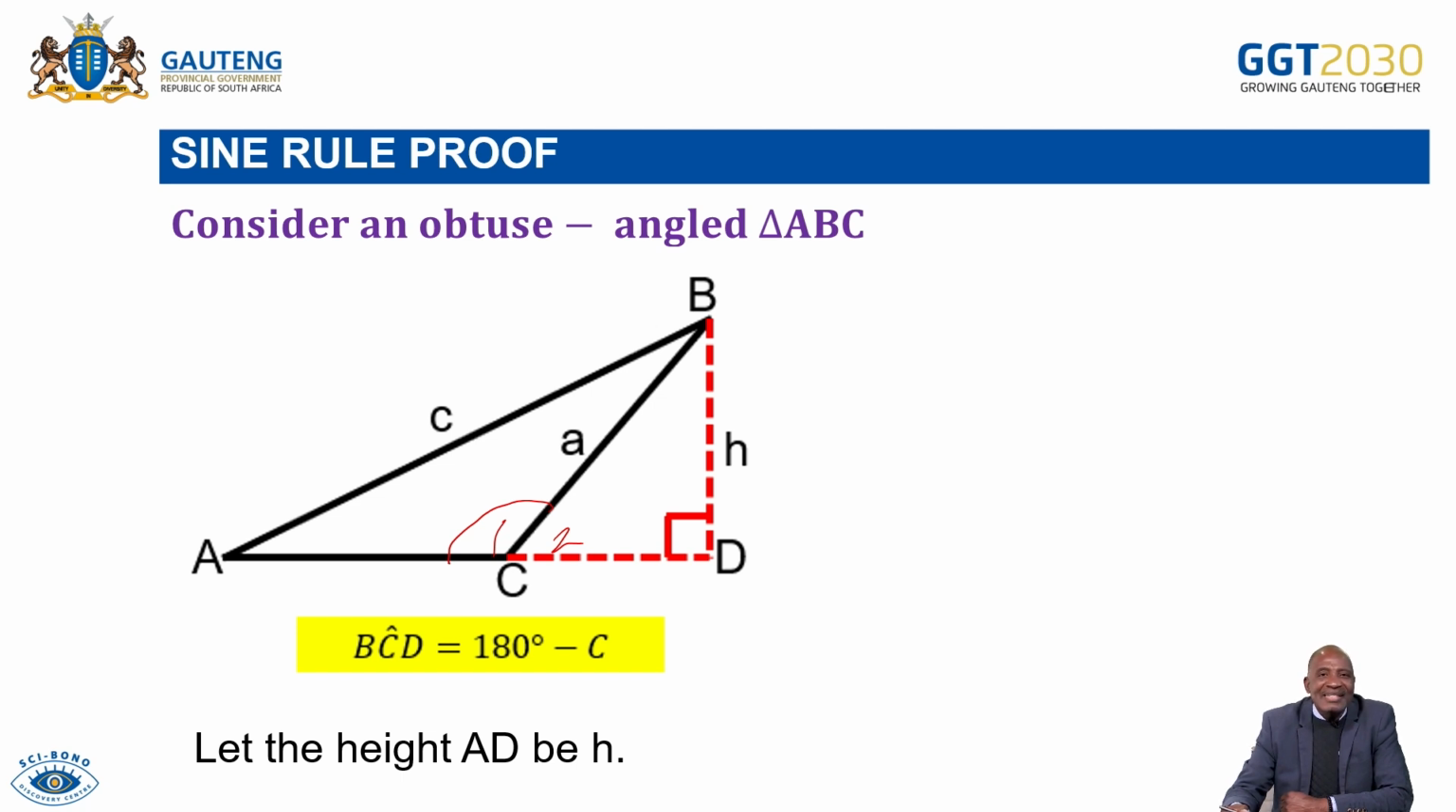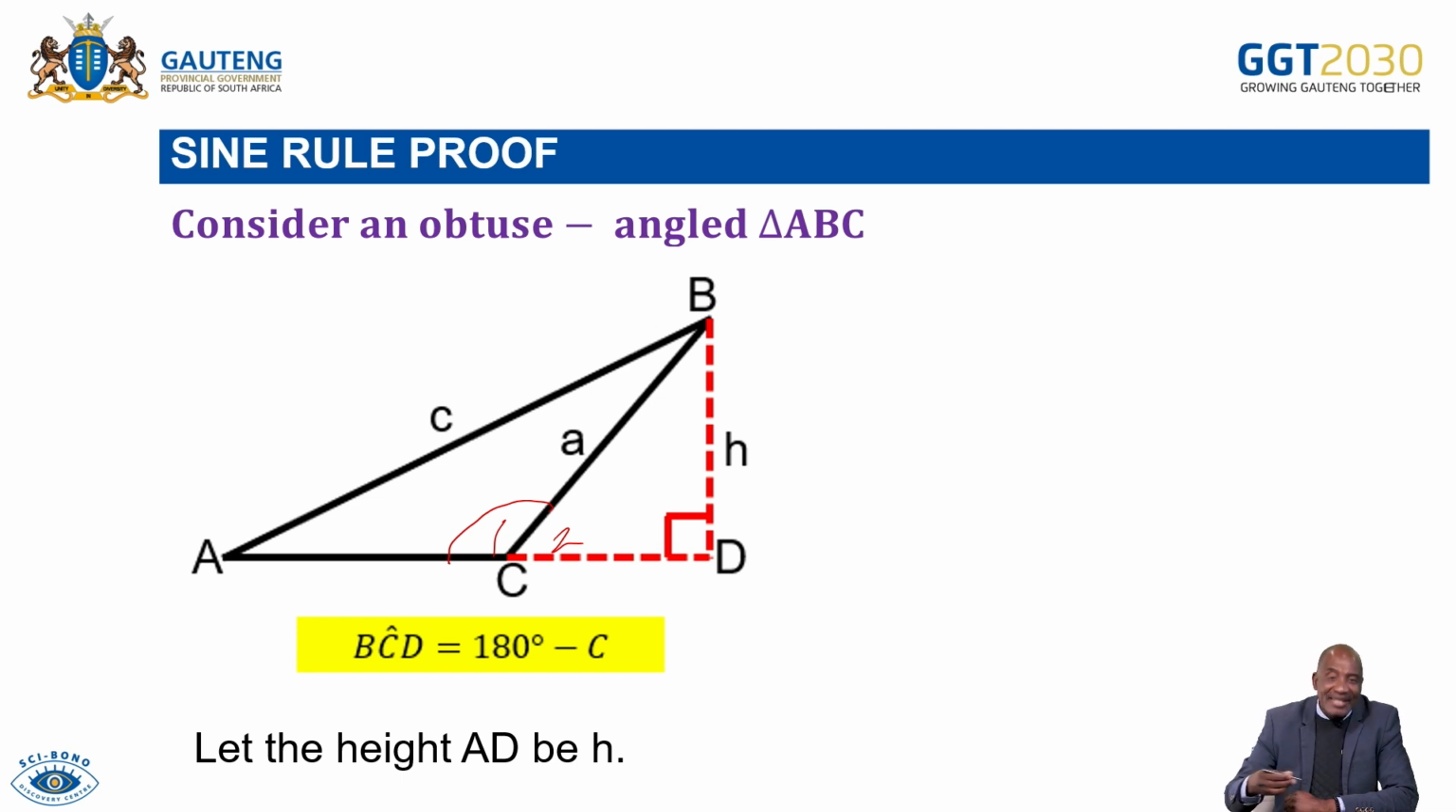Some books call this triangle an obtuse angled triangle because it contains an obtuse angle. The biggest angle in that triangle is an obtuse angle. It's an angle that is greater than 90 degrees. Otherwise, if that angle was 90 degrees, then the triangle would be called a right-angled triangle. So what we must realize is that in an obtuse angle triangle of this nature, we can only have our perpendicular height outside the triangle.